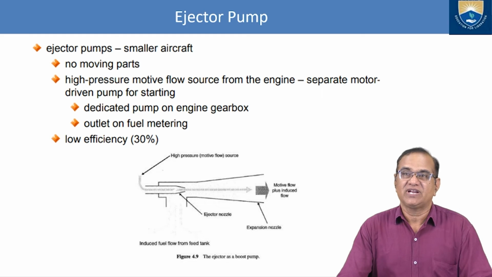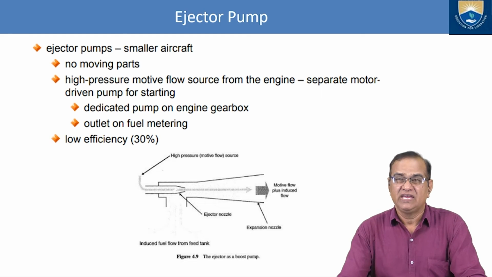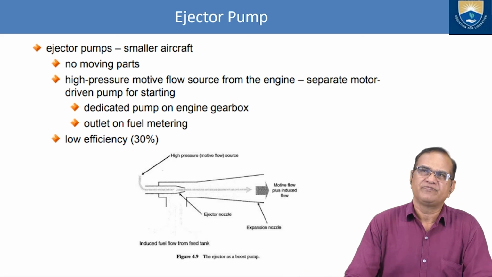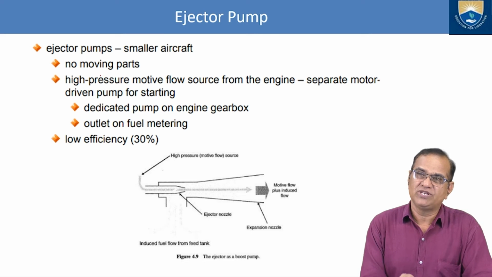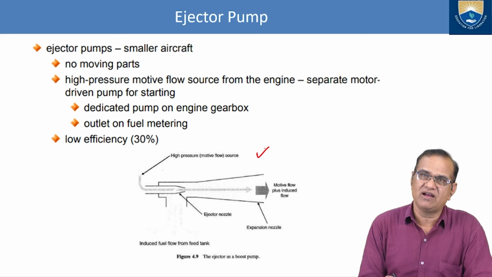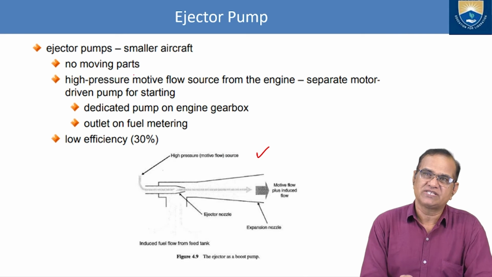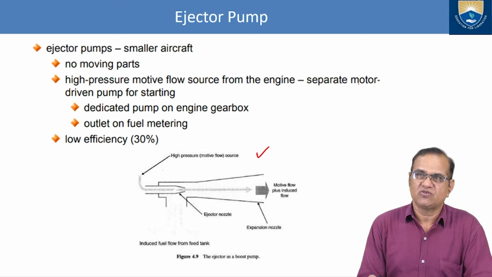Now I will talk about the next. It is called the ejector pump. It is like a Venturi type of pump. Ejector pumps are used in smaller aircraft. In this there is no moving part, only some pipes as shown in this diagram. High pressure motive flow source from the engine. A separate motor is required for this.